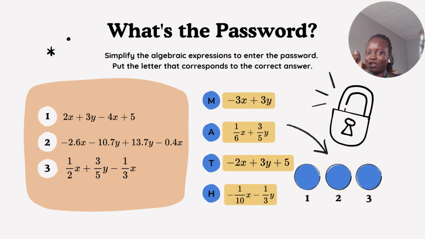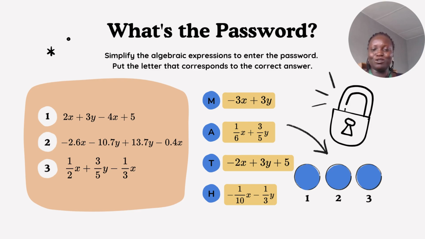Question number one, can you work it? Yes, and our answer is what? T, which is minus 2x plus 3y plus 5. Clap for yourself. That's very good.